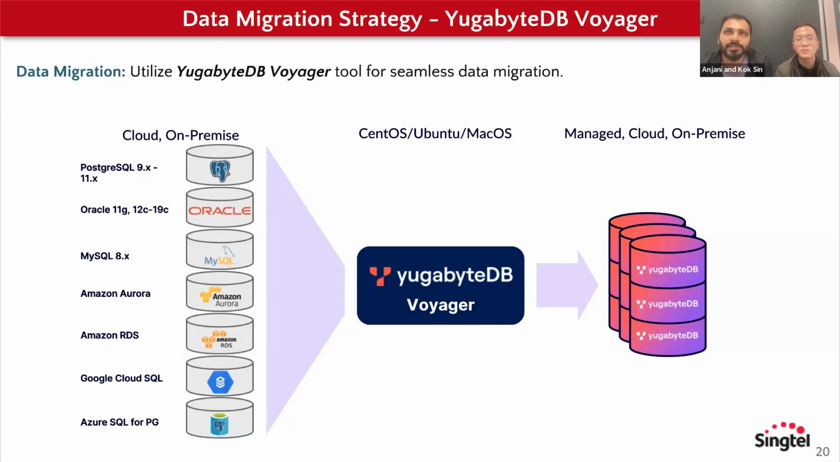YugabyteDB Voyager, why does it come into the picture in our data migration strategy? For the database migration, we are using a tool called Voyager, provided by Yugabyte. This is to manage end-to-end database migration, including the cluster preparation, schema migration, and data migration. Voyager safely migrates data from Postgres, MySQL, Oracle databases to YugabyteDB Managed and the core open source database YugabyteDB. Here we can see that all of these databases are supported by Voyager, and we will further see how we are using it.